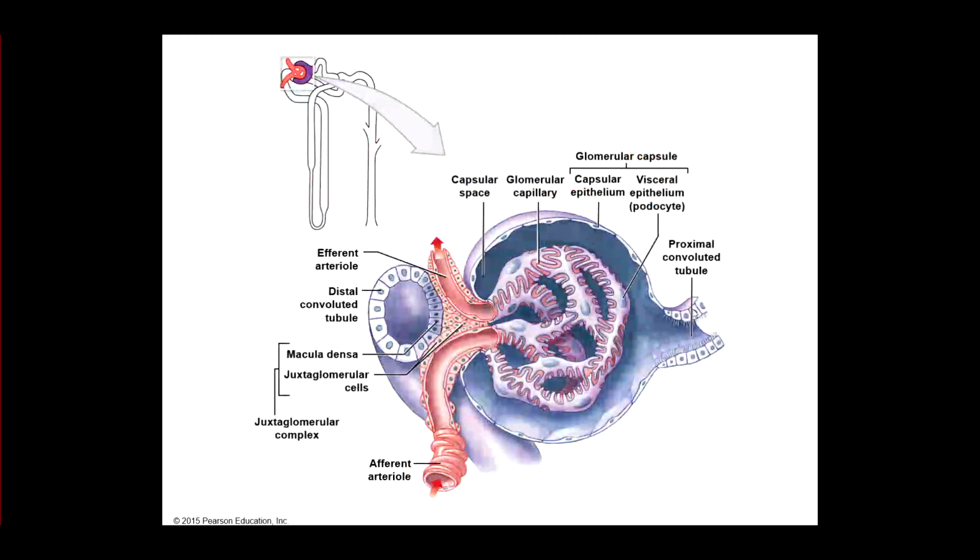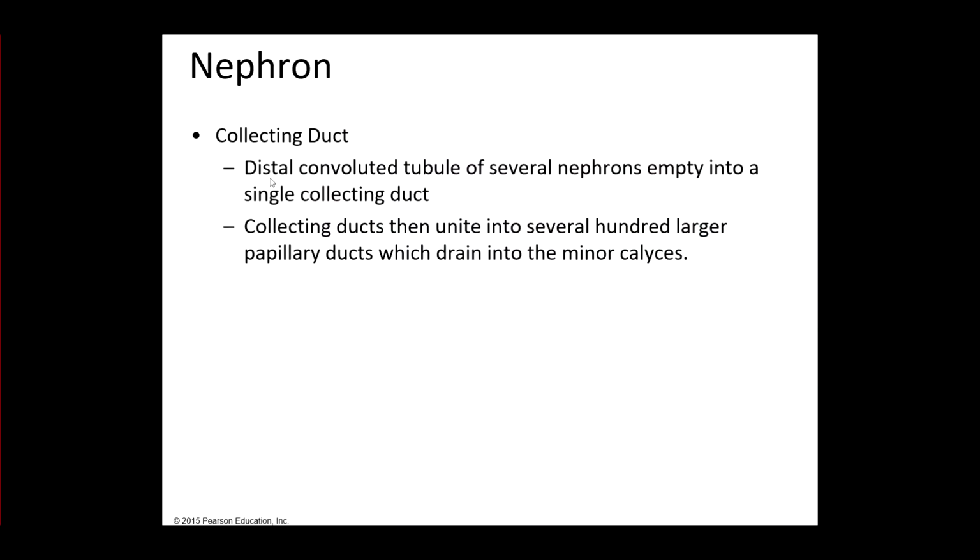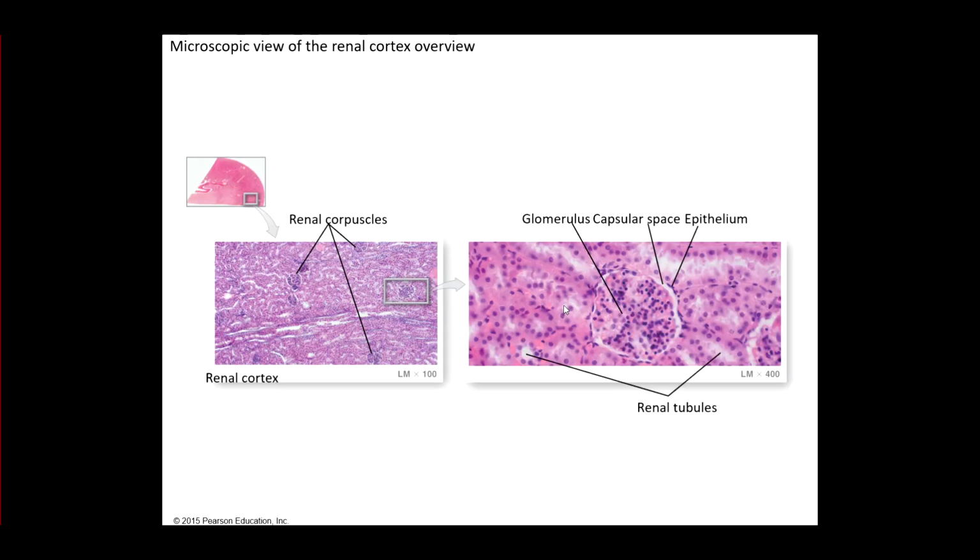Okay, and so that's the collecting duct. So the distal convoluted tubule of several nephrons, right? So it's again like think of that collecting duct as going right down the middle of your street, and every house on your street has a sewer line going to the collecting duct. That's kind of what this is. All right, so distal convoluted tubules of several nephrons empty into a single collecting duct. The collecting ducts then unite to form several hundred larger papillary ducts, and that's going to have the urine drain into the minor calyces.